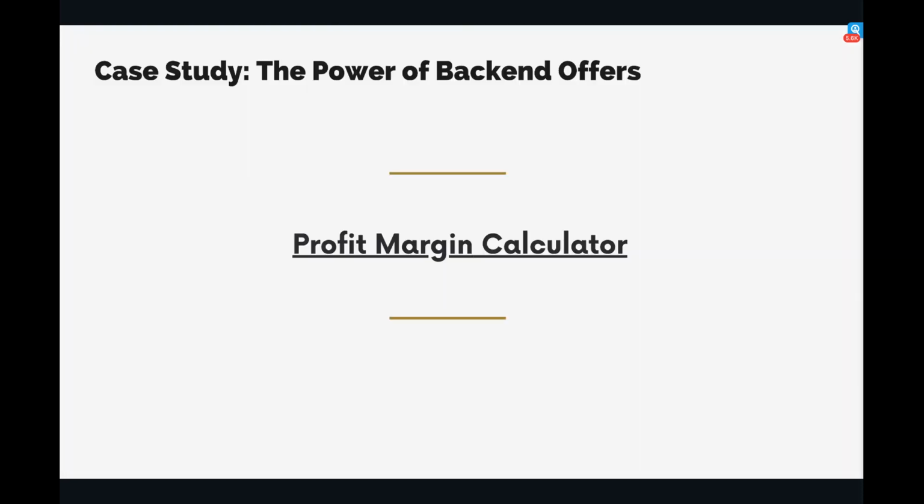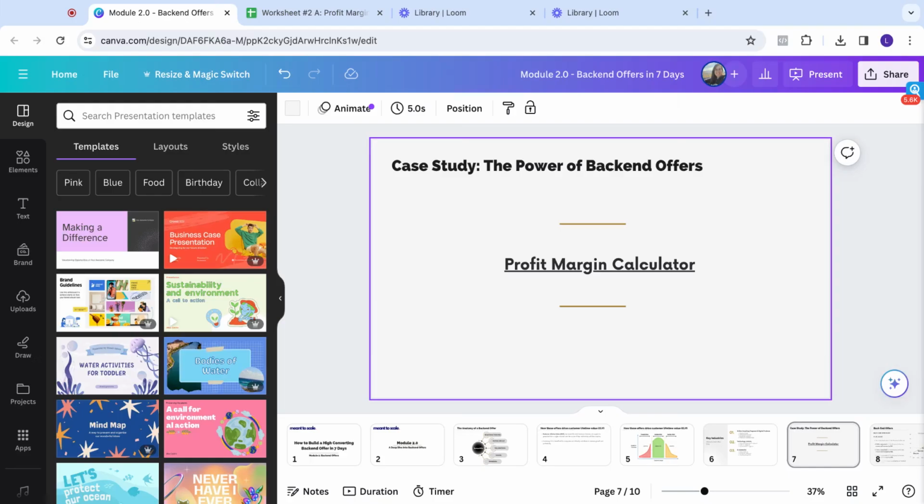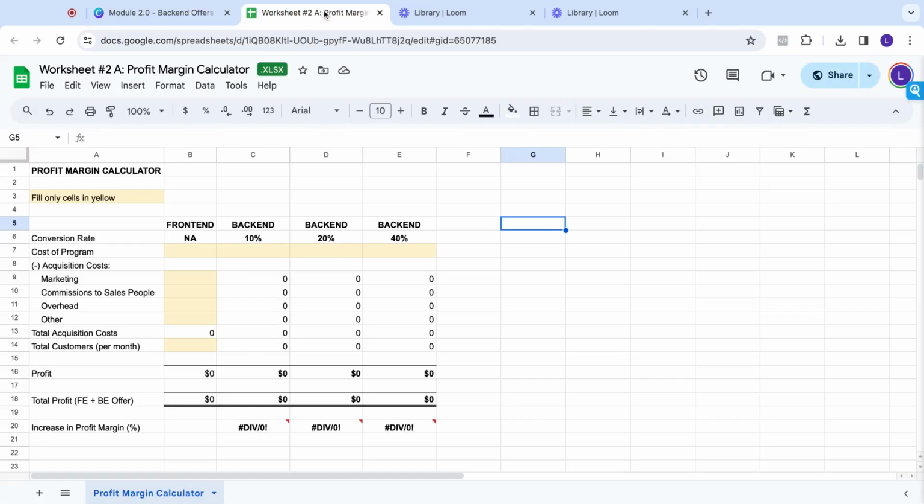Okay, so we're going to go ahead and do a case study. I really want to show you the power of back-end offers. So what we've done is we've created this profit margin calculator. I'm going to walk you through it so you really understand how to use it, because one of your action items at the end of this module is to jump in there and really start wrestling with it, seeing the value of having a back-end offer on your profit. So we'll go ahead over here.